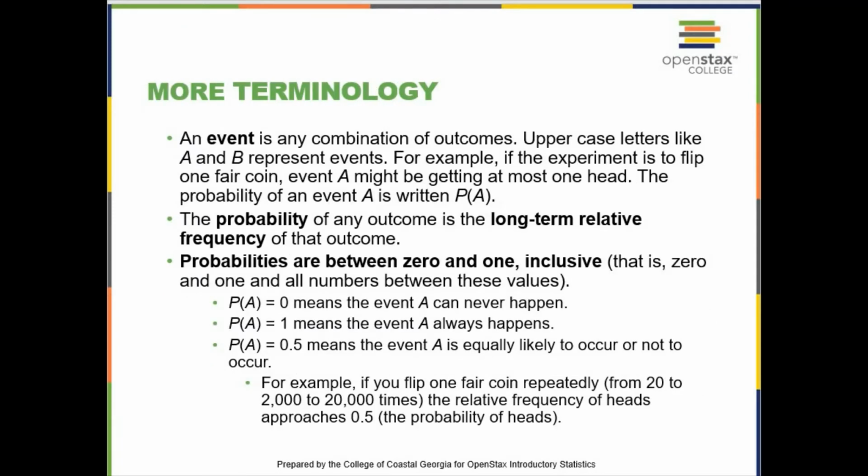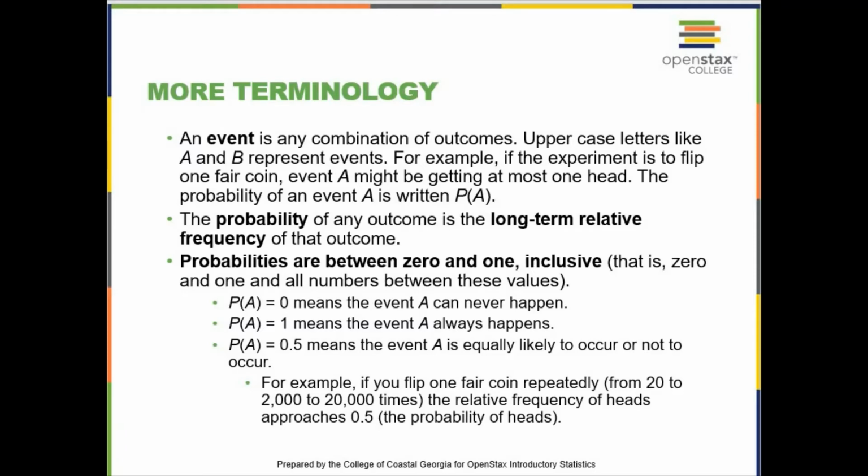An event is any combination of outcomes. We use uppercase letters to represent events. For example, in the experiment of flipping one fair coin, an event A might be getting at most one head. The probability of an event A is written as P of A, meaning the probability of event A.